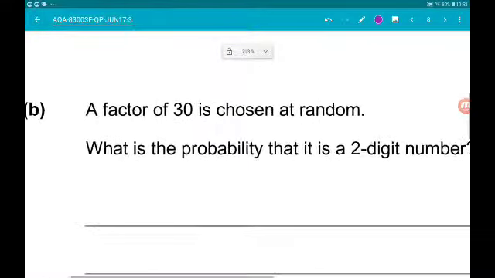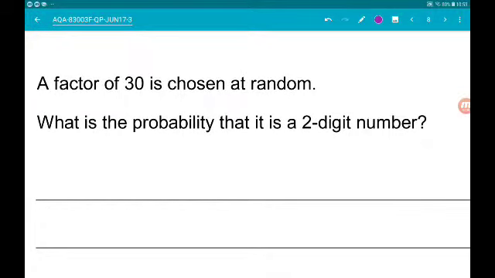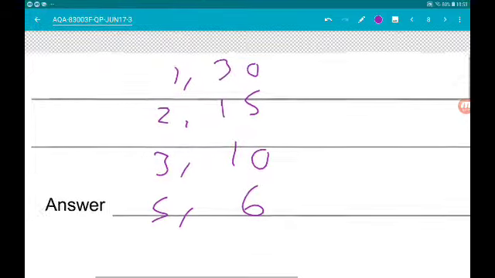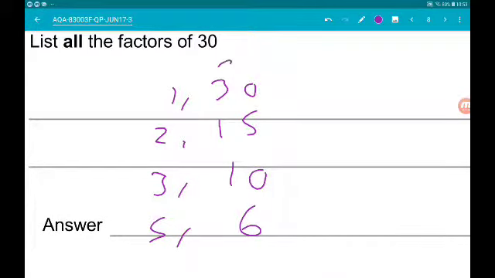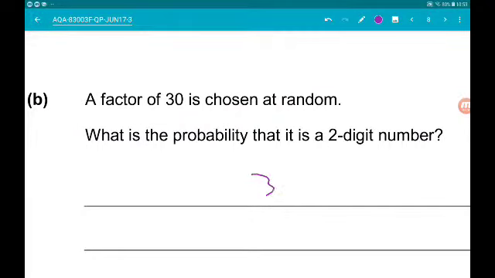9b. A factor of 30 is chosen at random. What is the probability it is a 2-digit number? Okay, so there are 3 2-digit factors. There are 8 factors in total, so it's 3 out of 8. Cool.